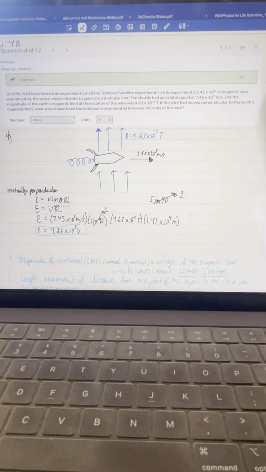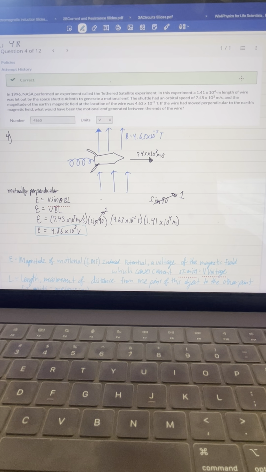The shuttle had an orbital speed of 7.45 times 10 to the 3rd meters per second, and the magnitude of the Earth's magnetic field at the location of the wire was 4.63 times 10 to the negative 5 Tesla. If the wire had moved perpendicular to the Earth's magnetic field, what would have been the motional EMF generated between the ends of the wire?